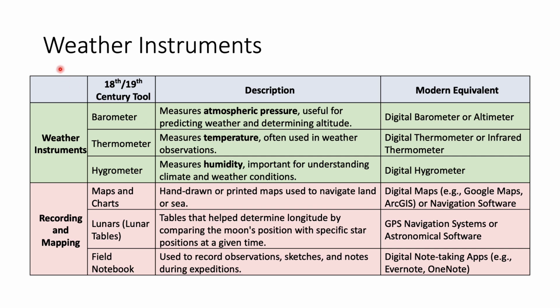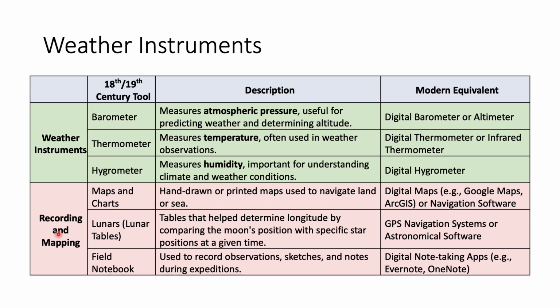And when we want to look at the weather instruments or recording or mapping instruments, the barometer was one of the weather instruments that was used. It is used to measure the atmospheric pressure. Currently we use the digital barometer or altimeters. Thermometer, as all of you know, had been used to measure the temperature. Currently we use digital thermometers, or even infrared thermometers are being used. Hygrometer was used for measuring humidity, because this is very important to understand the climate and weather conditions. Currently we use digital hygrometers.